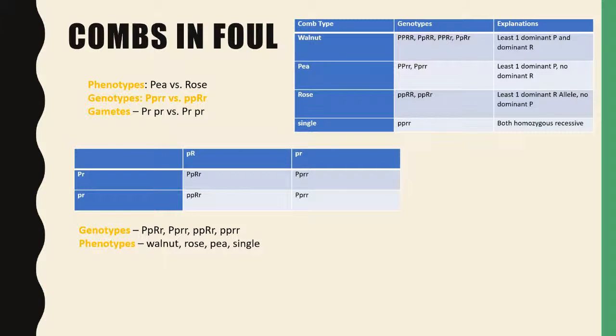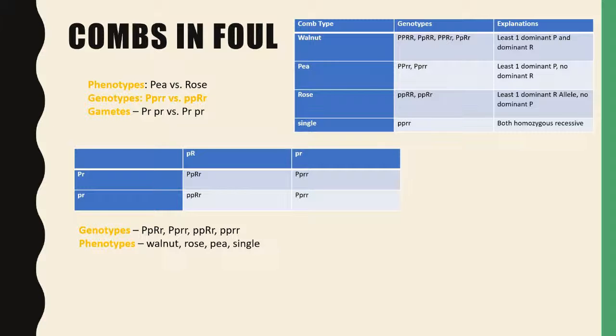So what if we use combs in fowl, which is a type of animal? Well, if we go through the comb pea versus rose, then the genotype will be capital P, small p, small r, small r versus 2 small p's, a big R, and a small r. So the gametes will be capital P, small r versus small p, big R and small p, small r. So if we go through and we cross that, then we're going to get the genotypes of capital P, small p, big R, small r, capital P, small p, small r, small r, 2 small p's, big R, small r, and then small p's and small r's, which means the phenotypes we will receive will be 1 walnut, 1 rose, 1 pea, and 1 single.